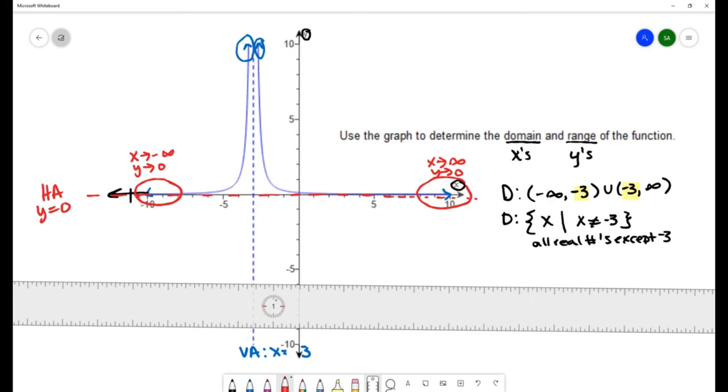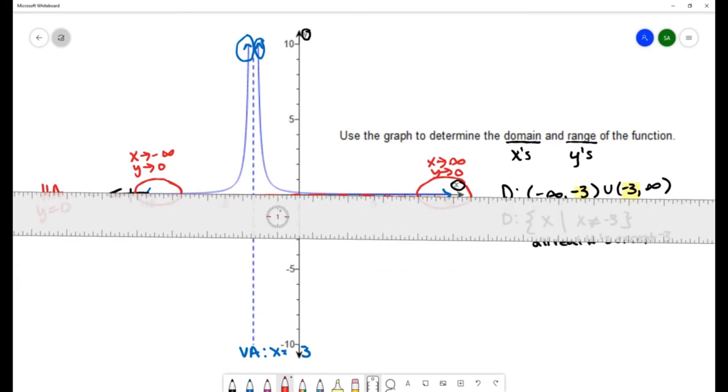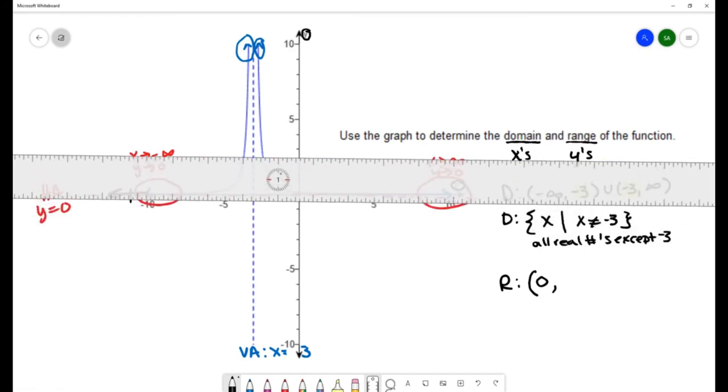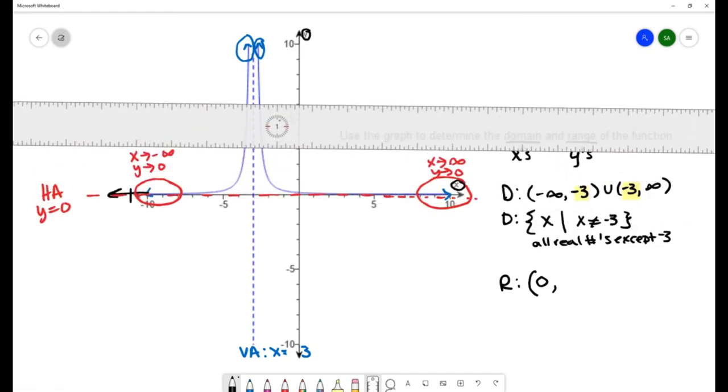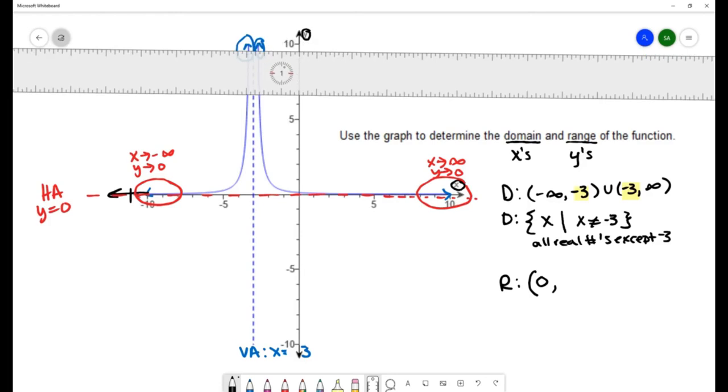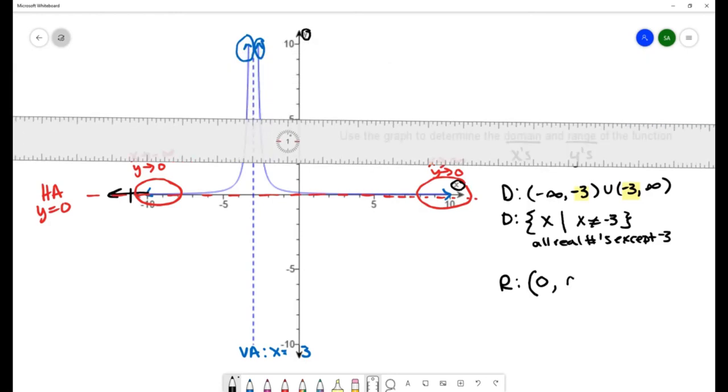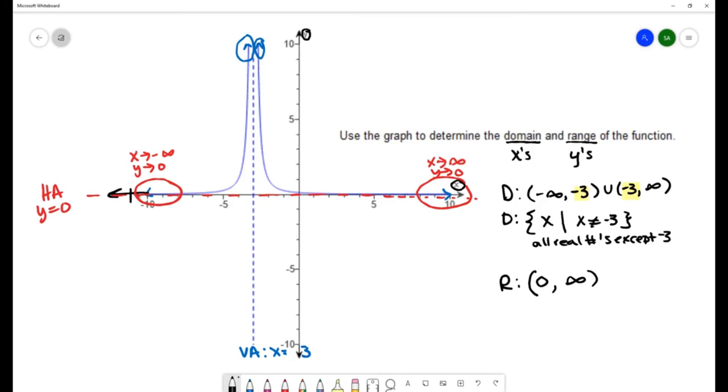So our range is going to start at 0. Our range in interval notation starts at 0. Because the graph never reaches 0, we're going to put a parenthesis on that 0. And then all of these y values that are above the x-axis are included in the range. So from 0 to infinity is our range. Now that's using interval notation.